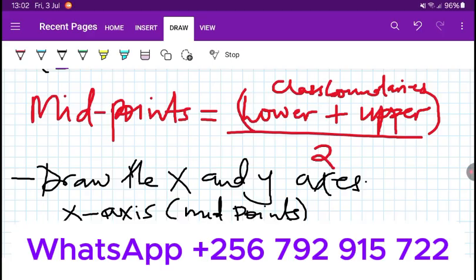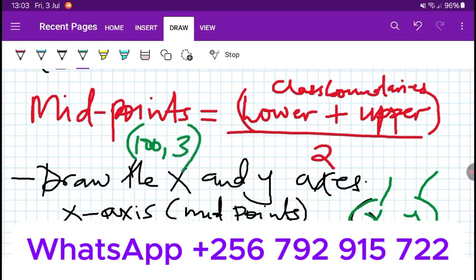So remember, when you are plotting any of the coordinates, we always plot the x and then the y. That's why we are saying this is the x-axis, this is the y-axis. So what is on the x-axis are the midpoints, and what's on the y-axis are the frequencies. So what we are going to do, we shall have a midpoint. Let's assume it is 100, with a frequency of, let's say, 3. We plot like that. You first look at the x-axis, then you plot.